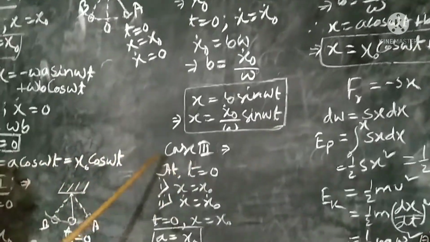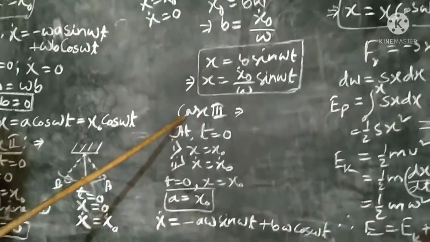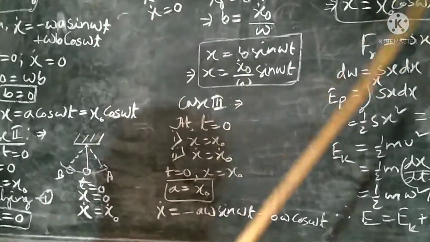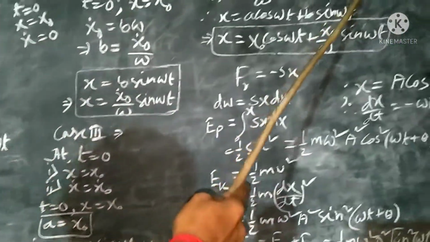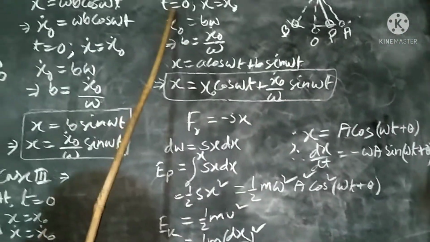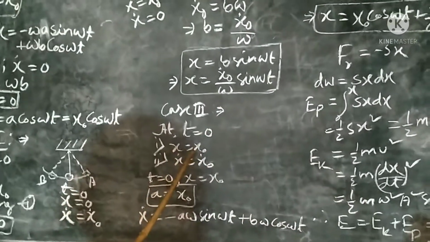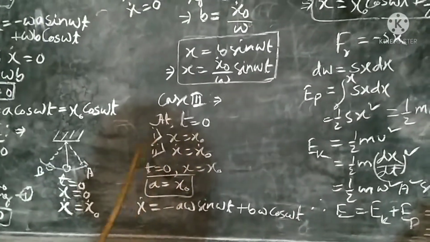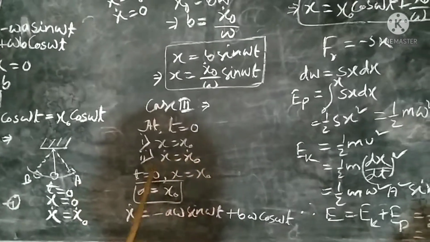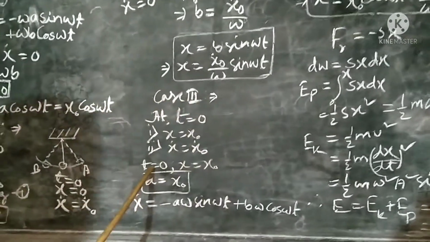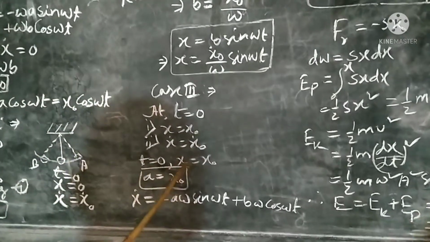And then case 3, where the position of the bob is arbitrary at t equal to 0. At t equal to 0, x equal to x0, which is the first boundary condition, and x dot equal to x dot 0.